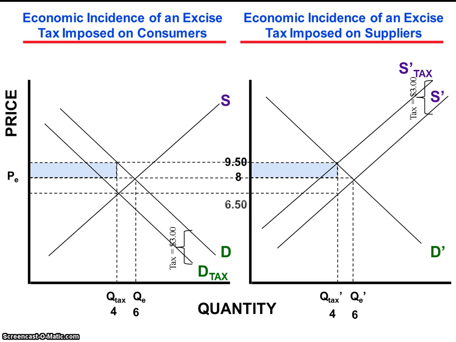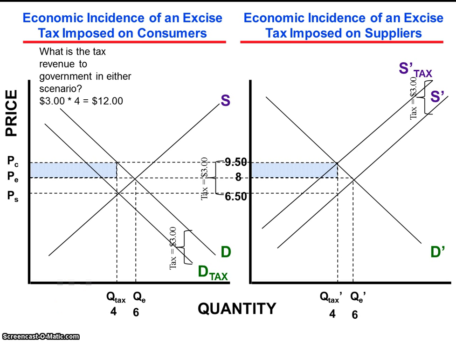Again, we see two new effective price points. The effective price confronted by consumers, P subscript C, or $9.50, and the effective price realized by sellers, P subscript S, or $6.50, again, as previously described. The tax revenue to government is $12, regardless of whether the legal liability of the tax is imposed on buyers or sellers.